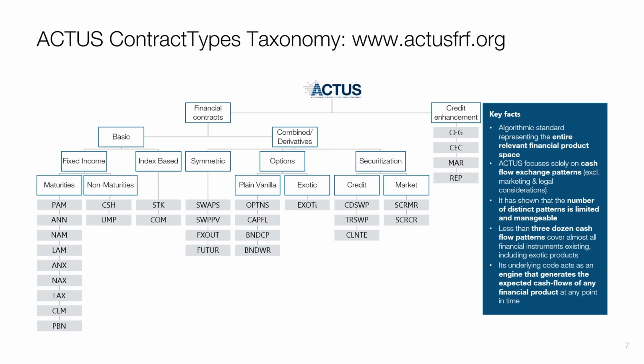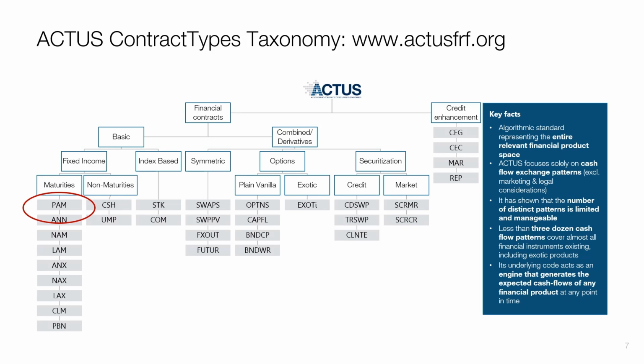What we can see are the patterns of exchanges found in the world of finance, ranging from simple savings to mortgages to swaps, options, CDOs, and so on. If you go to the ACTUS website, which is actusfrf.org, you will find the explanations for each acronym. Two of the acronyms were in the previous slides. They are on the left side below the box Maturity.